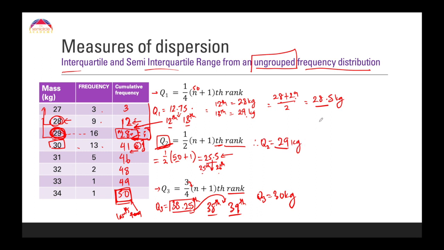And now, of course, we could easily just go and work out the interquartile range by just saying Q3 minus Q1. And we could also easily go and work out the semi-interquartile range by just saying Q3 minus Q1 divided by 2. The hardest thing here is actually getting the quartiles.